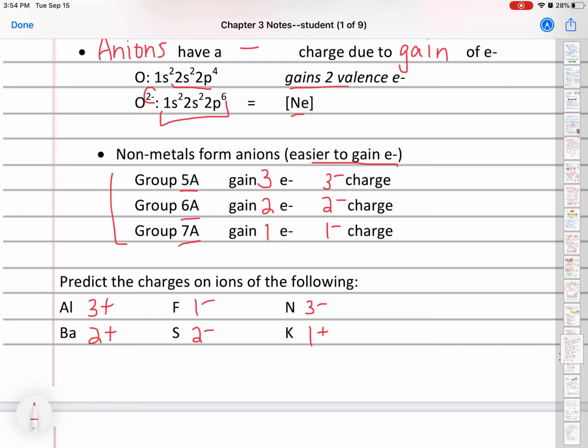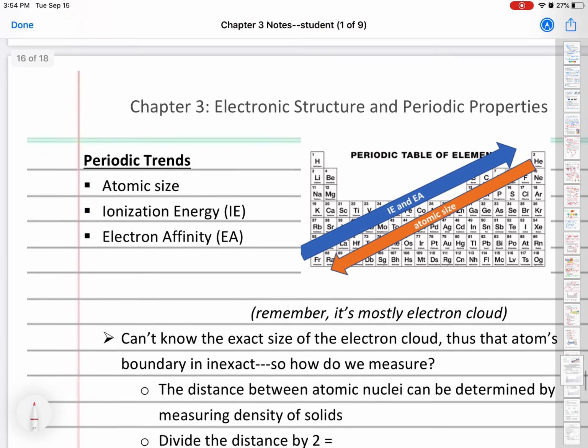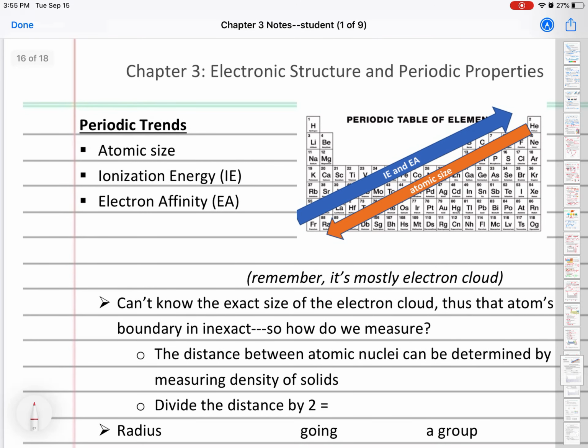Okay, so this will be a skill you want to practice, because knowing the charges that atoms form when they form ions is important for the next chapter when we talk about ionic bonds and ionic compound formation. You need to know what ions these elements will form in order to know what ionic compounds they will form. So good skill to practice.